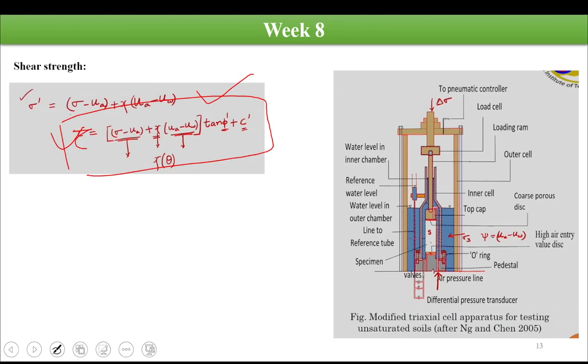So this expression is going to be very useful for determining the values of phi dash, C dash, and this effective stress parameter for the tests which are performed on partially saturated or unsaturated soil. Okay. Then here, we see that in the case when the zeta value is equal to 0, this will change to the same as Coulomb's equation, C dash plus sigma tan phi dash, if UA also we consider zero.